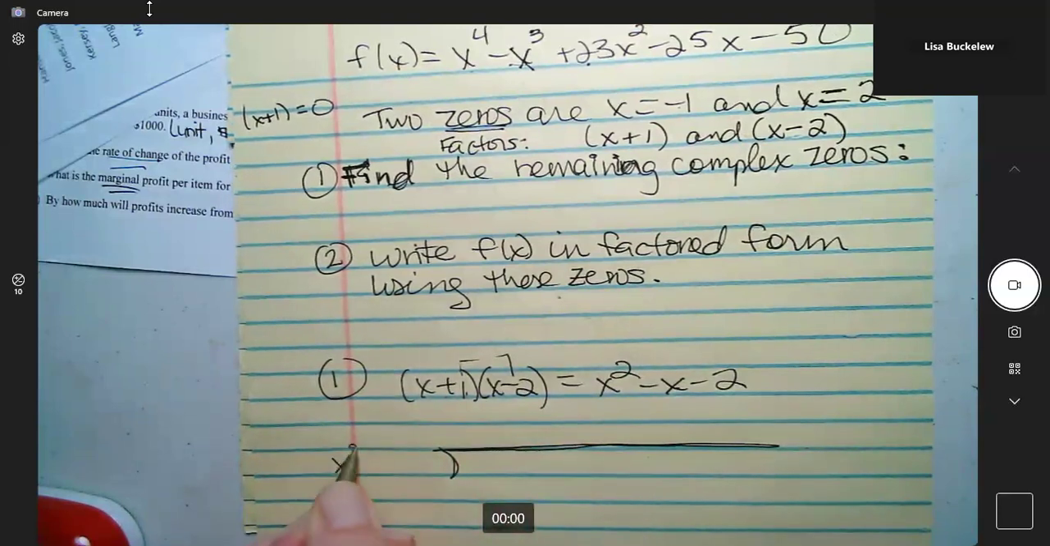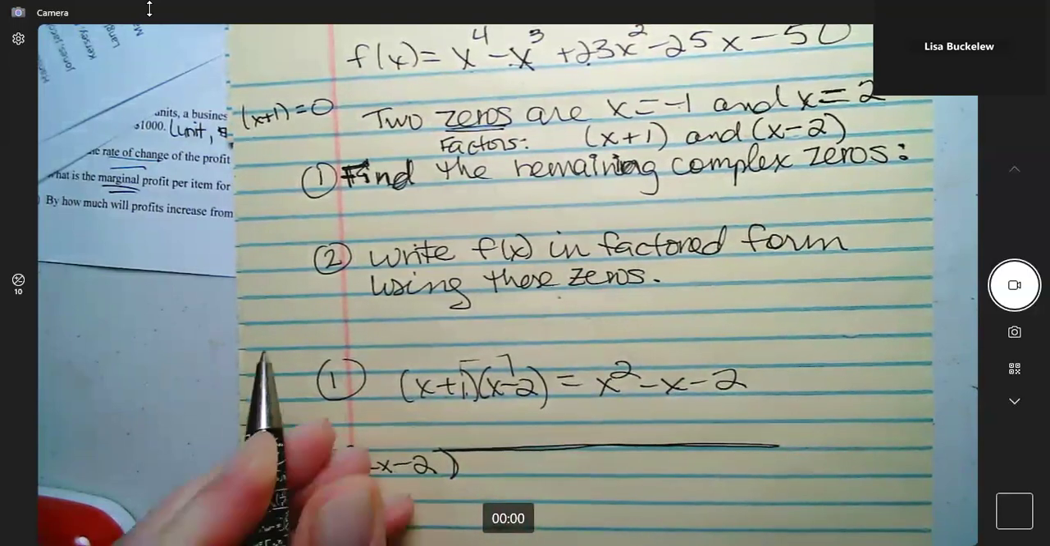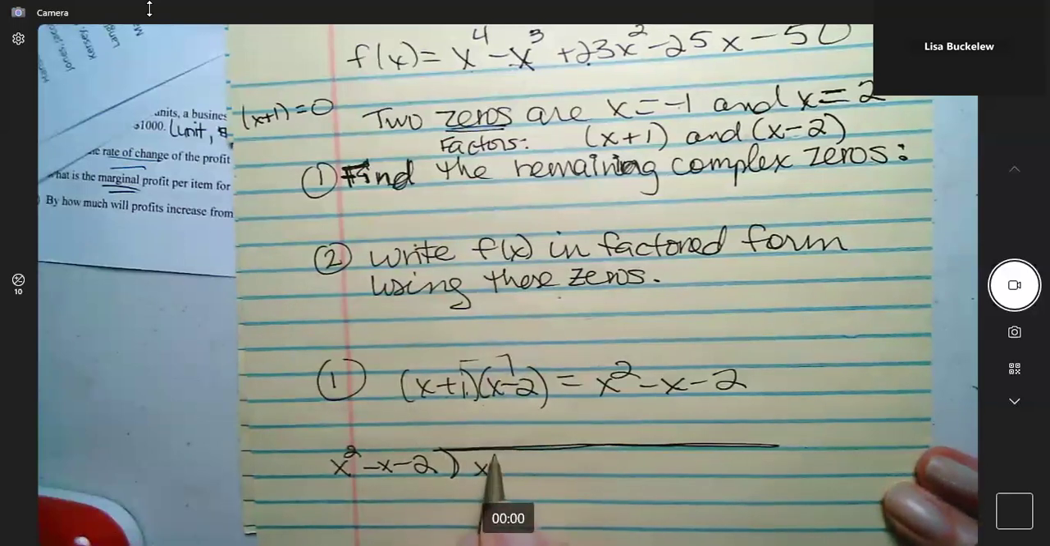divisor out here. This is what we're dividing by, because it's got a smaller degree. And we're going to put the whole quartic polynomial in here. We're going to do a polynomial division.